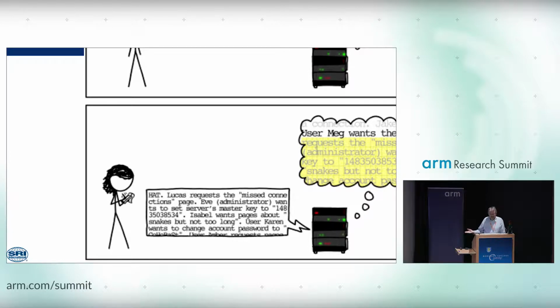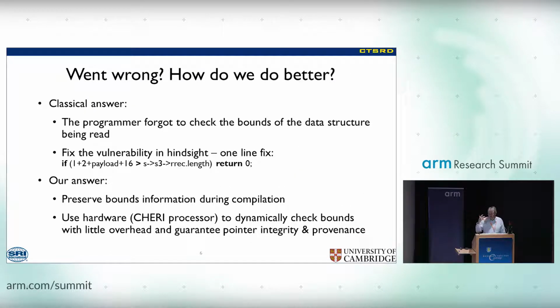And it's embarrassing. I mean, we keep getting memory safety bugs and issues again and again and again, and it isn't solved. So what went wrong and how do we do better? Well, the classical answer is that the programmer forgot to check the bounds on the data structure. Stupid programmer. In this particular case, it's a one-line fix to check payload lengths and so on. But if you look at that one line of C, it's not desperately intuitive. It would be very easy to get it wrong. It's very easy to forget to put the check in the first place.